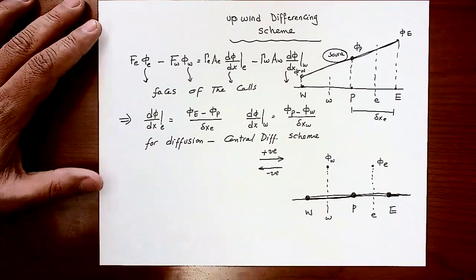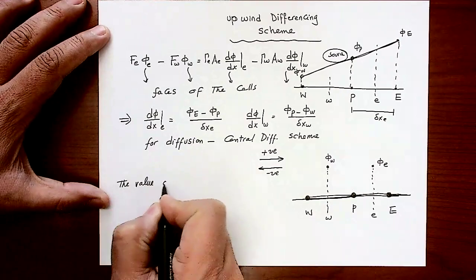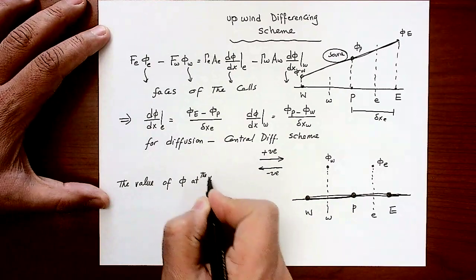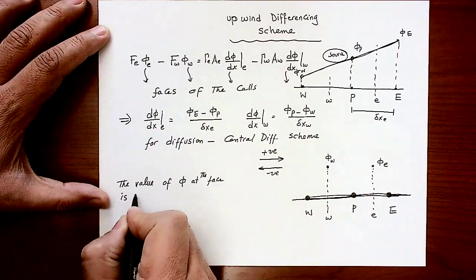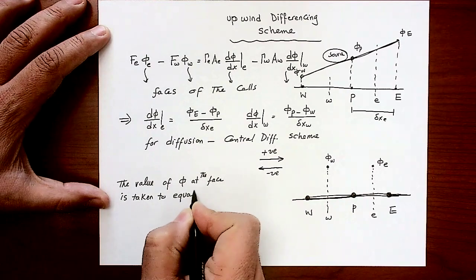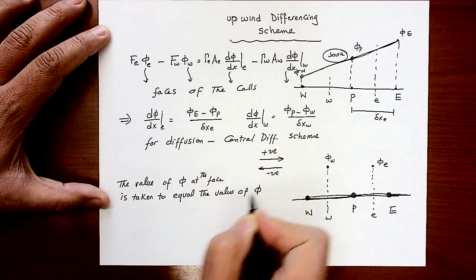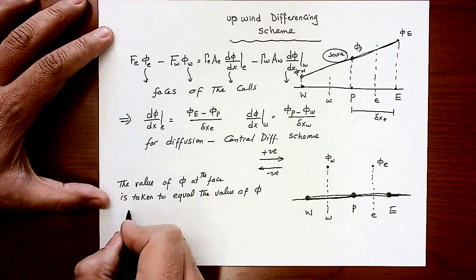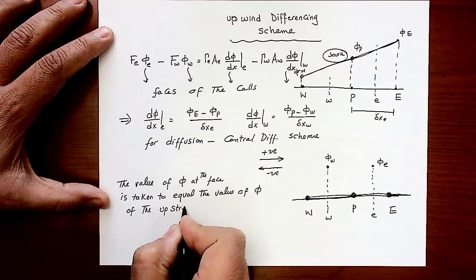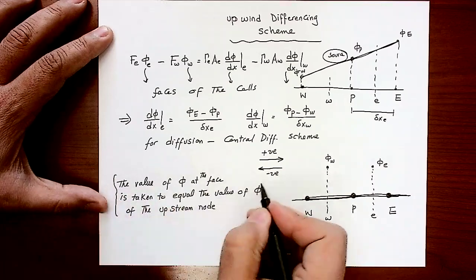So in the upwind scheme, the value of phi at the face is taken to equal the value of phi of the upstream node. That's how we pick the value of phi on the face.